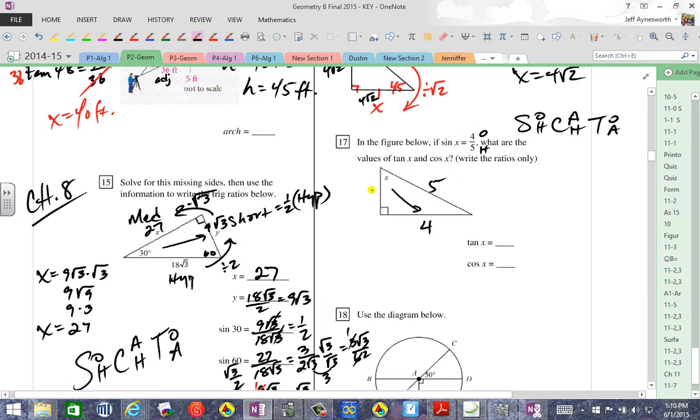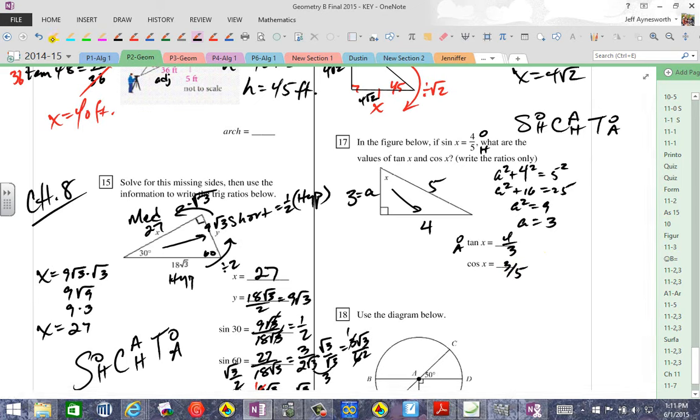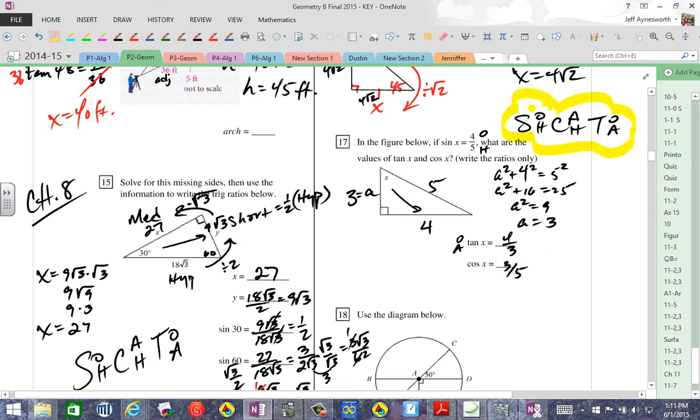So let's call this side a, right? Okay, so we got a squared plus 4 squared is equal to 5 squared. A squared plus 16 is equal to 25. That means a squared is equal to 9. That means a is 3. Now we know all 3 sides. So the tangent function is opposite divided by adjacent. So that's going to be equal to opposite of x, 4, divided by adjacent, 3. So 4/3. Cosine would be adjacent divided by hypotenuse, or 3/5. Just by knowing SOHCAHTOA right here, that helps me solve all kinds of problems.